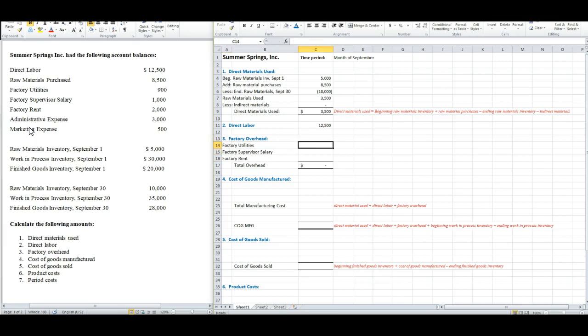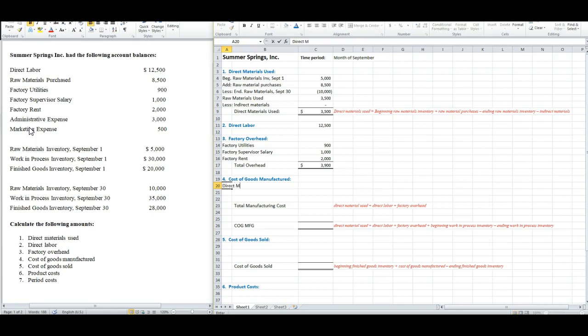The utilities were $900, the salary was $1,000, and the rent was $2,000. We're going to use those three calculations, direct materials, direct labor, and factory overhead, to get cost of goods manufactured. Cost of goods manufactured is the cost of completing the items. So this is when it moves from work in process to finished goods.